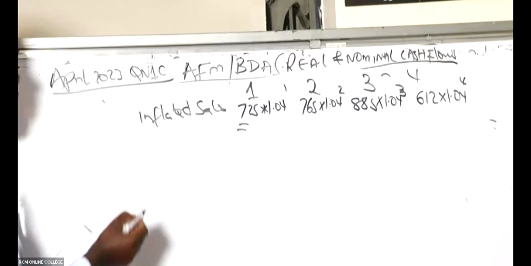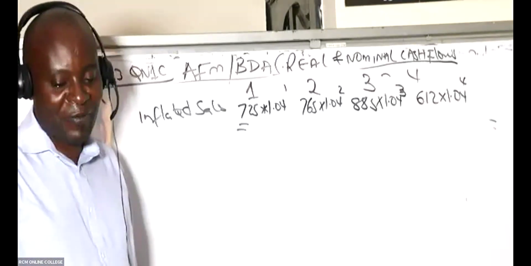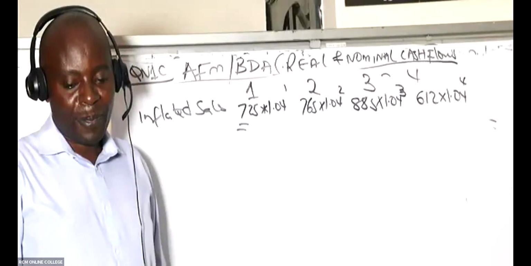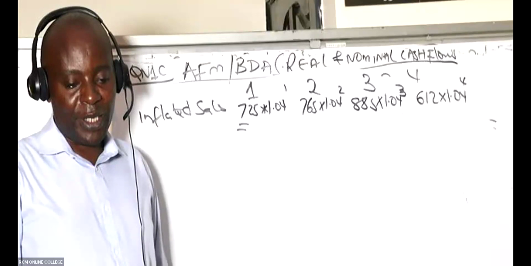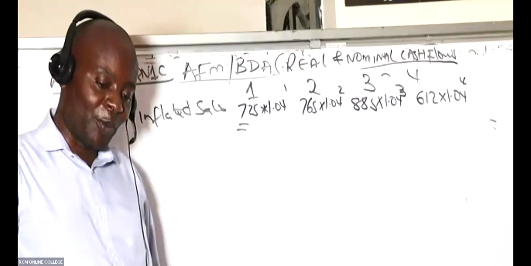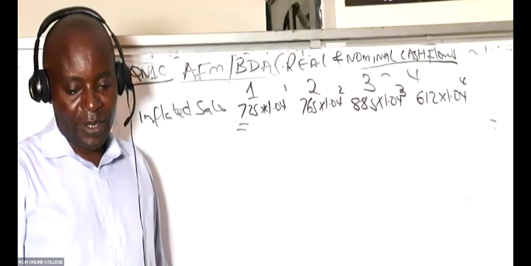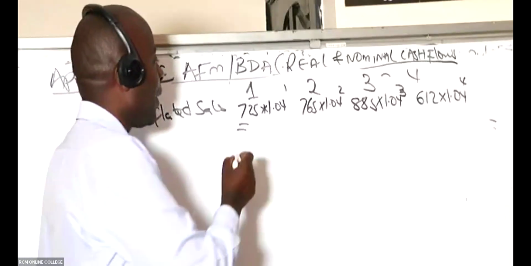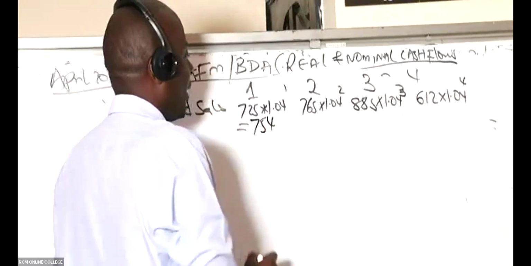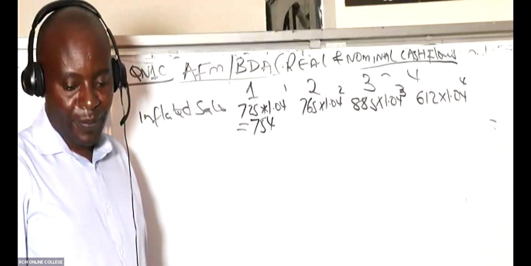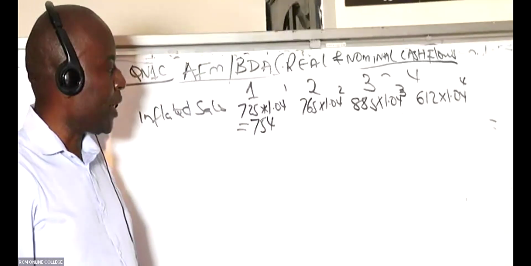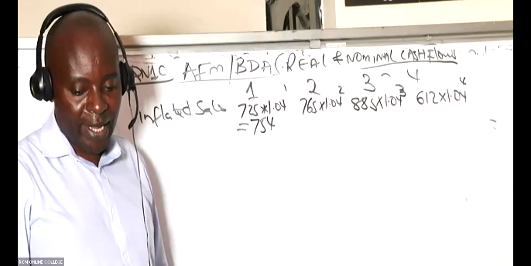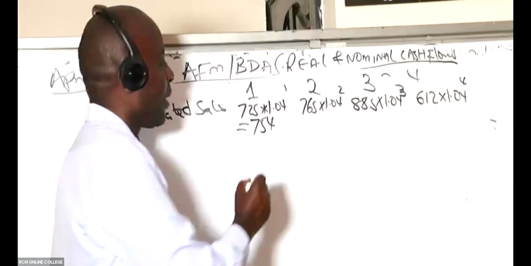So is there somebody who is able to give me these figures in 2 decimal places pretty fast? Wait, they don't want to talk to me. So in this case, we have 754. The first one is 754, all right? How about the second one? 765 times 1.04 squared. 827.